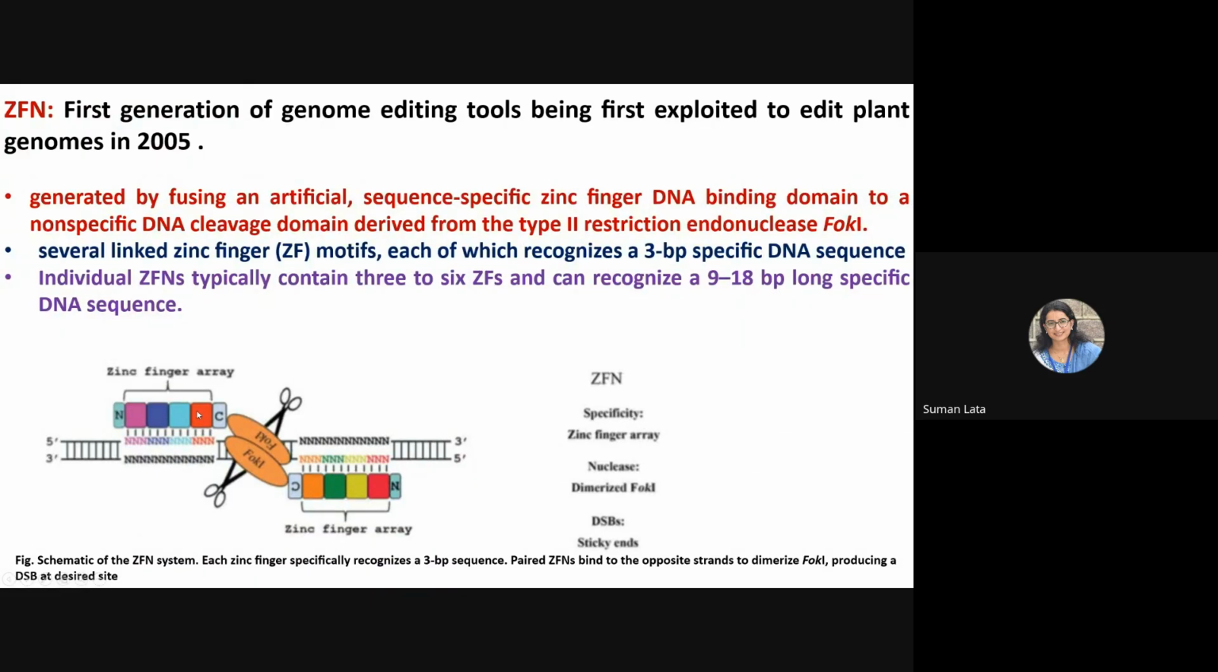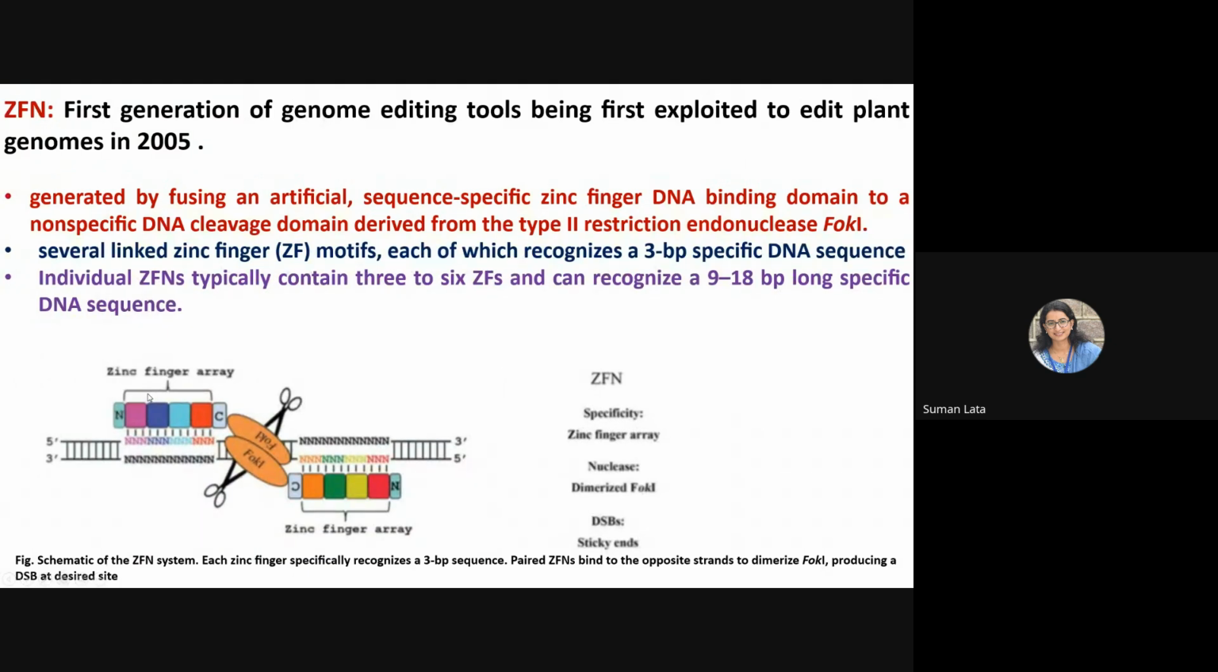So these are different zinc fingers, and each zinc finger recognizes a 3 base pair nucleotide sequence. You can see here that each zinc finger recognizes a 3 base pair DNA sequence. So in an individual zinc finger nuclease, there are 3 to 6 zinc fingers. This arrangement varies from 3 to 6, and they can recognize a 9 to 18 base pair long specific DNA sequence. Like in case of the meganuclease, this recognition size was 40 base pair, but in case of zinc finger, it is 9 to 18 base pair.